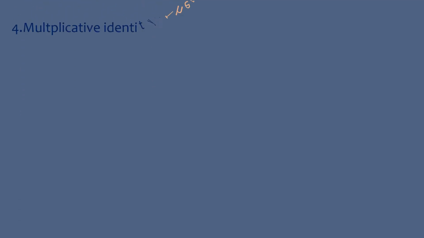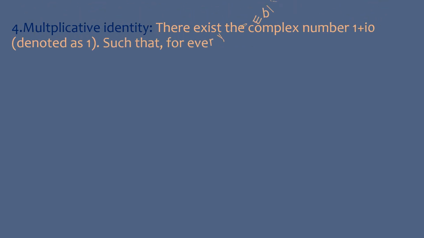Now, the fourth property we have is multiplicative identity, which states that there exists a complex number 1 plus 0i denoted as 1, such that for every complex number z, z times 1 equal to z, which means we have to multiply such a number to our given complex number so that we get the same complex number again. So it is obvious that when we multiply 1 to any number, we get the same number again. For example, if we multiply 2 and 1, we get 2 again. The same is the case with complex numbers also. We need to get the same complex number again, so we multiply 1 plus 0i with a given complex number and get the same complex number again.